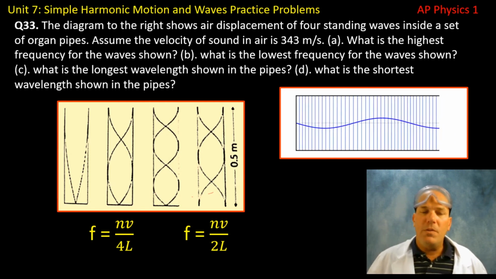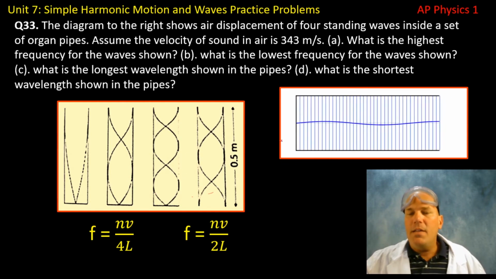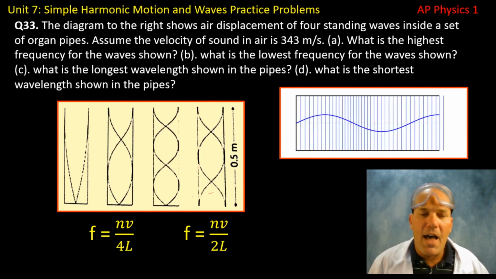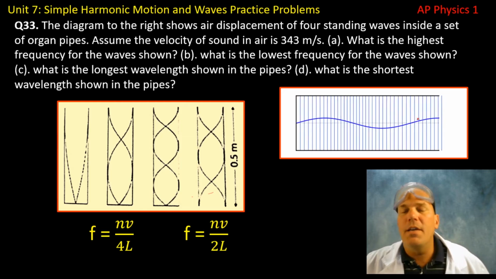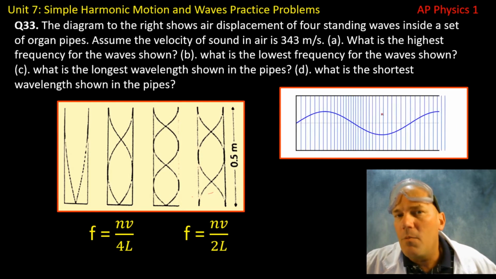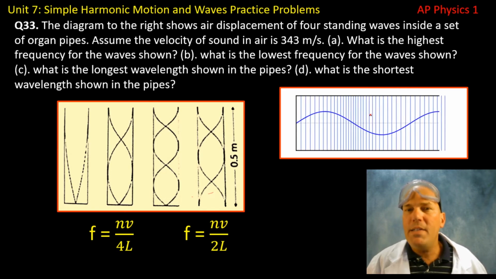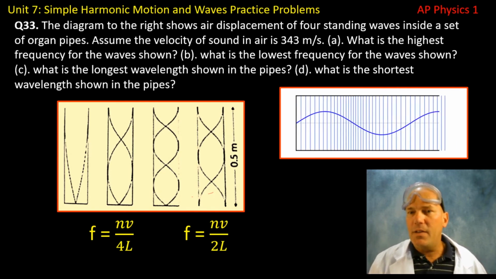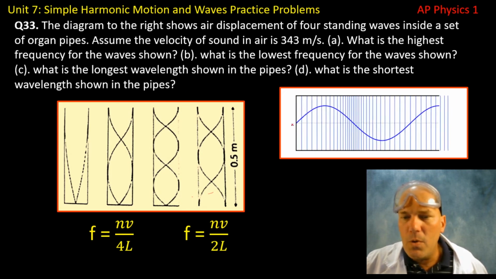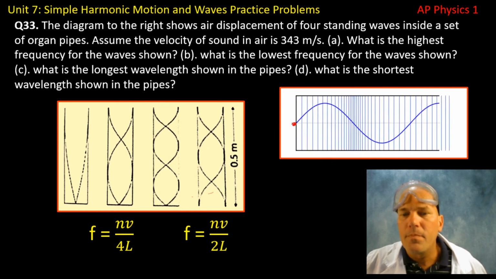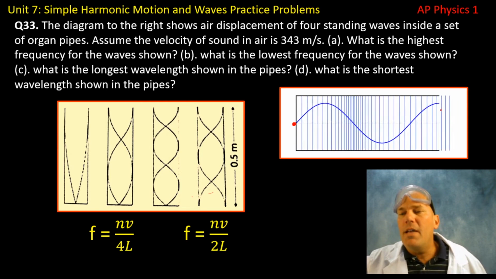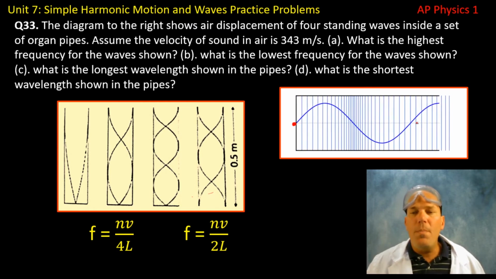Okay, so what we're seeing here is that this is actually n equals 5 is what you're looking at here. And for a column open on one end, there's always an antinode at the open end. There's always going to be a node at the closed end. So you're going to have a node here. You're going to have an antinode on the open end.